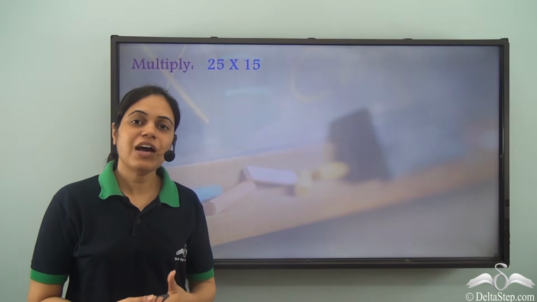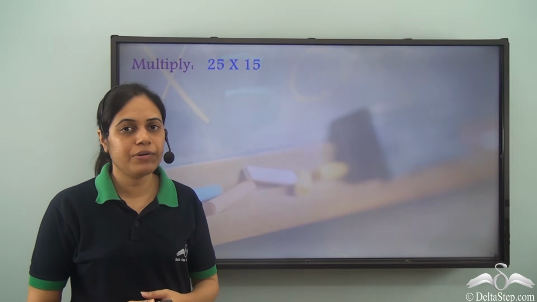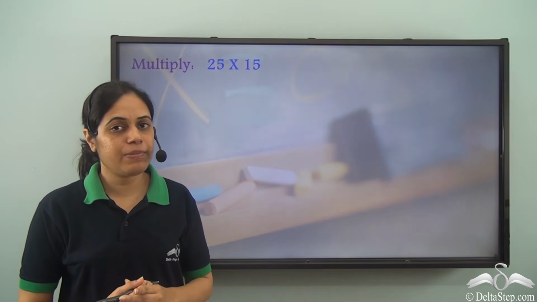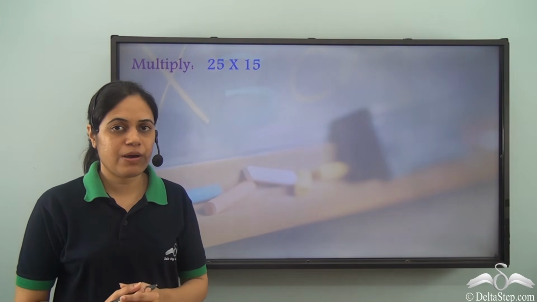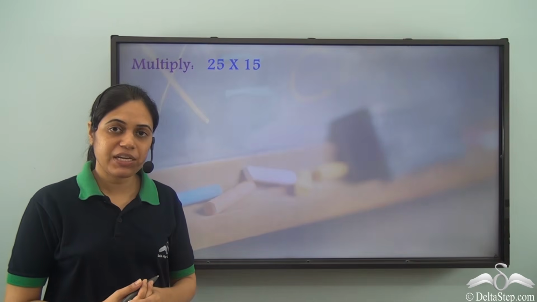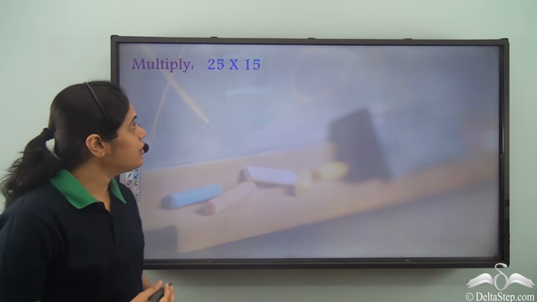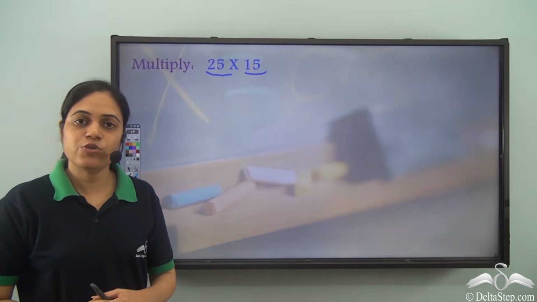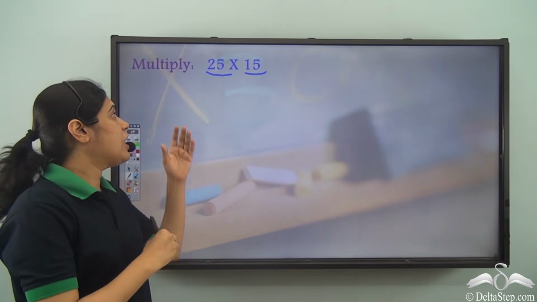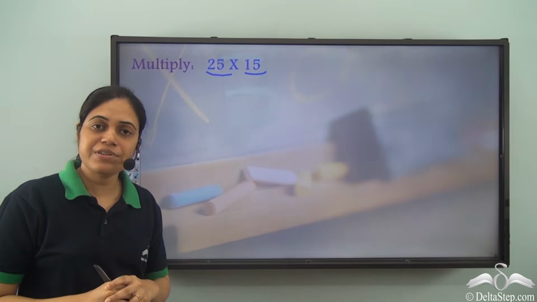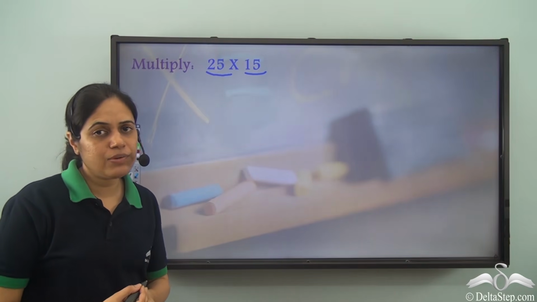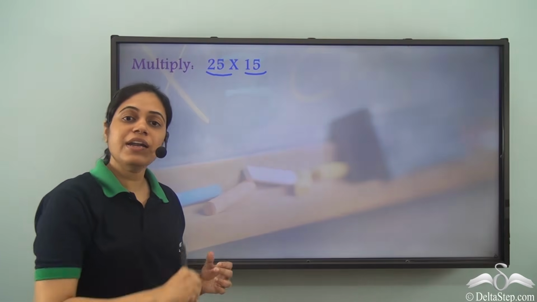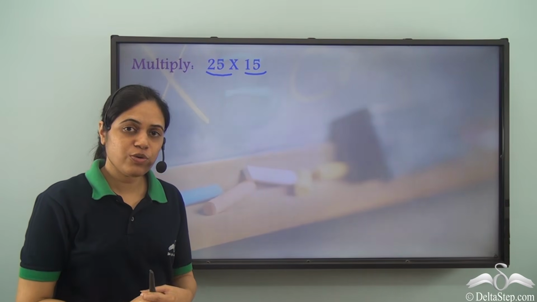We have already learned how to multiply any number by a one-digit number. We need to remember the table of all the one-digit numbers for performing multiplication. Now over here, we need to multiply 25 by 15, 25 into 15. Both are two-digit numbers, so I need to multiply one two-digit number with another two-digit number. How do I do that?